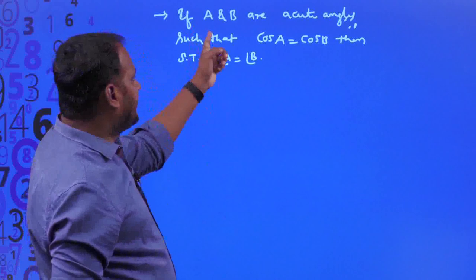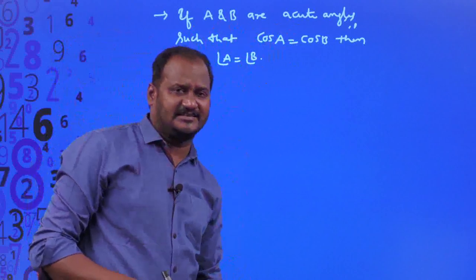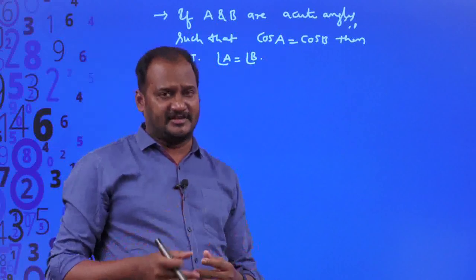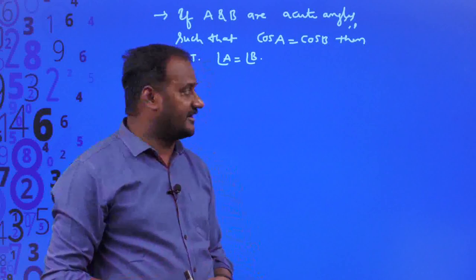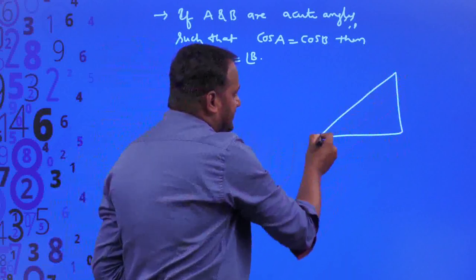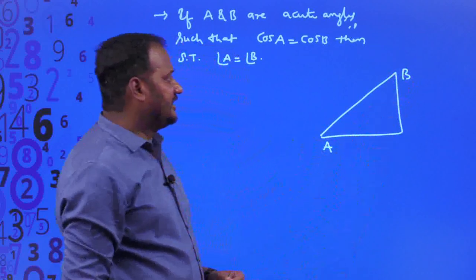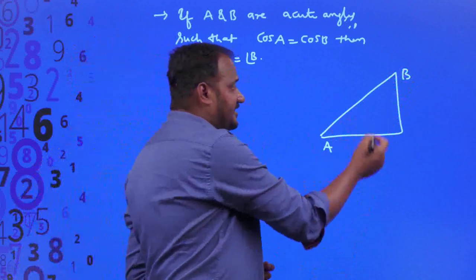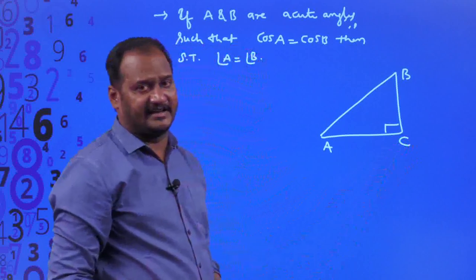See here, A and B are acute angles of a triangle such that cos A is equal to cos B. Cos and sin, when A is an acute angle and B is an acute angle, are definitely defined in a right angle triangle. Let me draw one right angle triangle such that this is angle A and this is angle B. Both are acute angles. If A and B are acute angles in a right angle triangle, then obviously one of the angles is a right angle, let it be angle C.